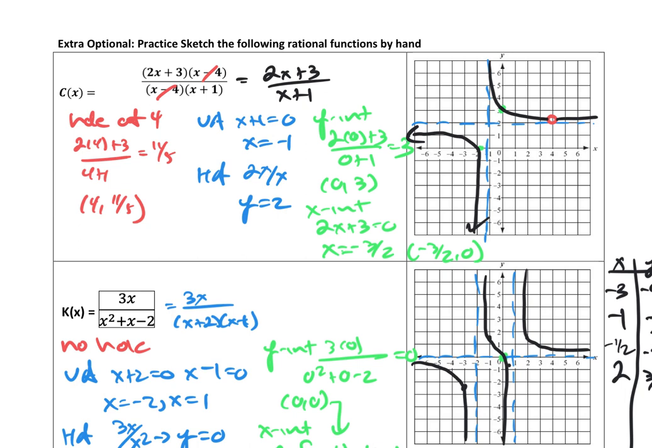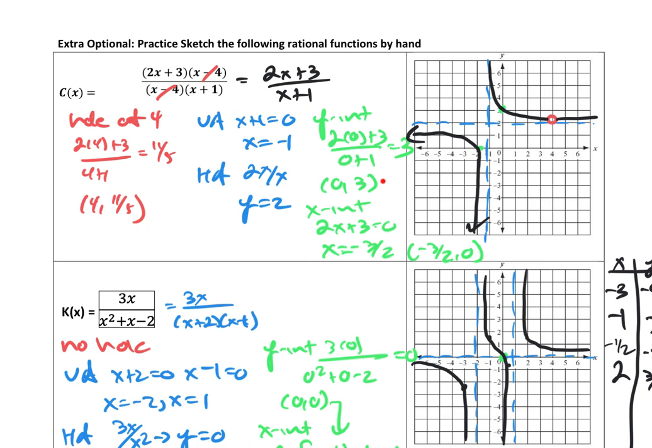I found the y value for that hole, and my point for the hole is going to be (4, 11/5). I then took my denominator, what was left at x plus 1, and set it equal to 0 to identify my vertical asymptote. I took my horizontal asymptote as a ratio of 2x over x, and I got y is equal to 2. And then for my y-intercept, you see I plugged in 0 for x, simplified to be 3, so I got the point (0, 3).